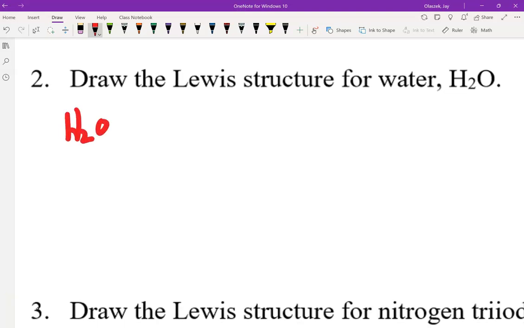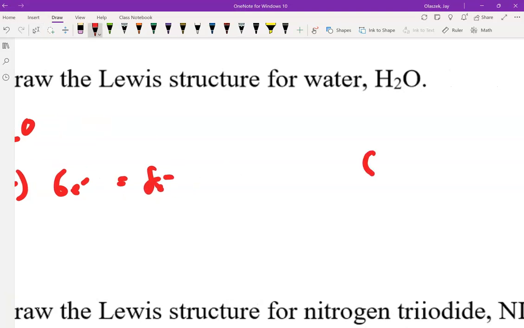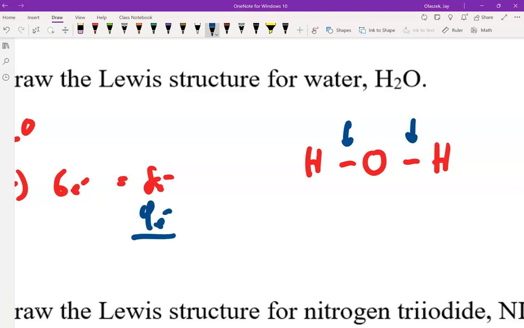Water. We know there are 2 hydrogens. They each have 1 electron. There was 1 oxygen, and that has 6. That means we have a total of 8. Let's put our oxygen in the middle because we're trying to keep everything as simple as possible. And that means we've used up 2 and 4 electrons in the bond. Now we have 4 left.